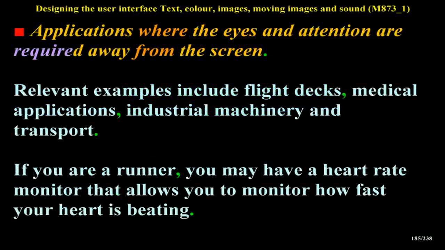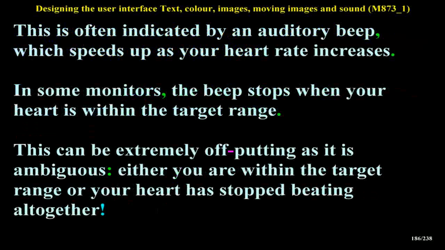If you are a runner, you may have a heart rate monitor that allows you to monitor how fast your heart is beating. This is often indicated by an auditory beep, which speeds up as your heart rate increases. In some monitors, the beep stops when your heart is within the target range. This can be extremely off-putting as it is ambiguous. Either you are within the target range or your heart has stopped beating altogether.